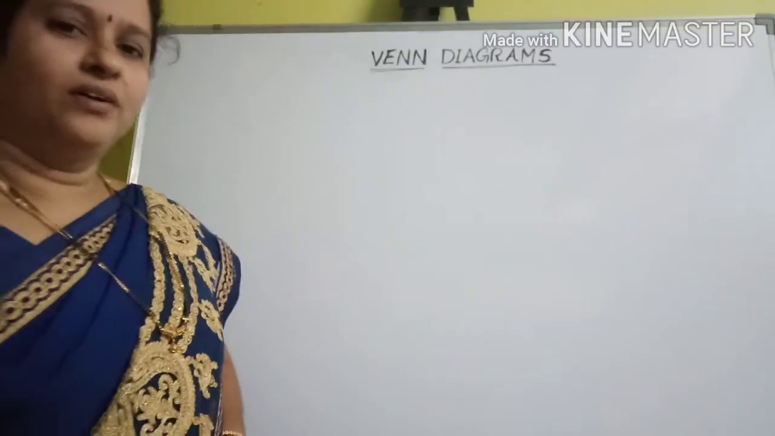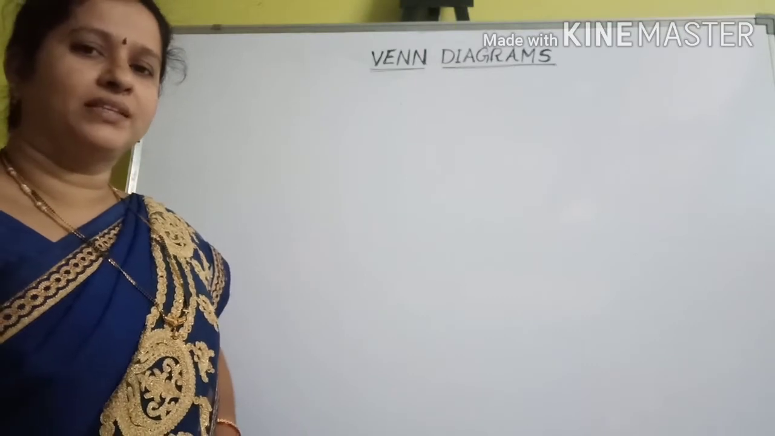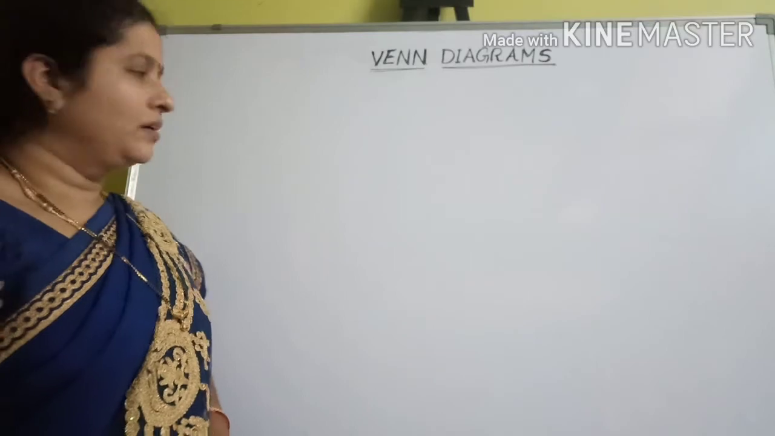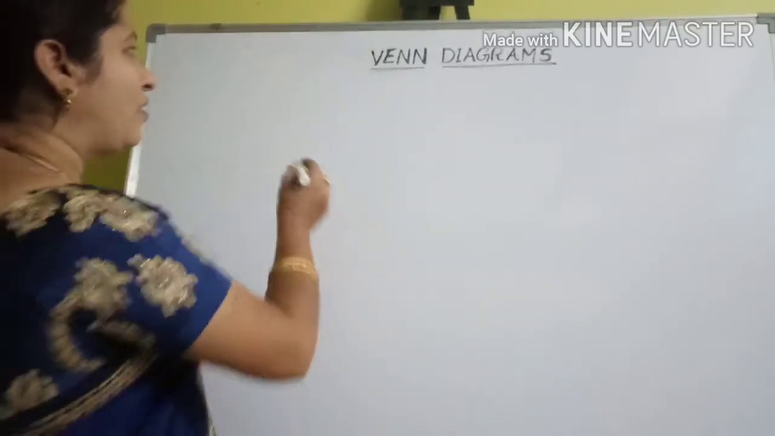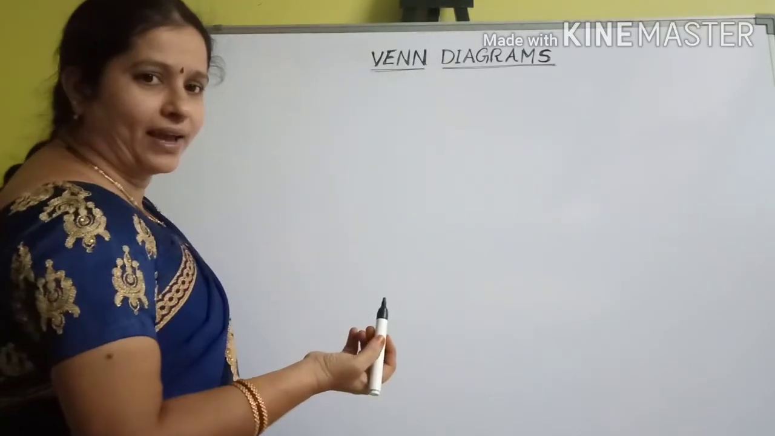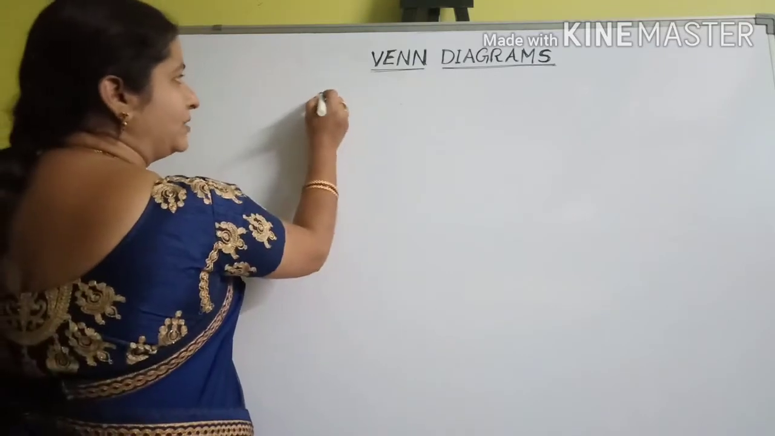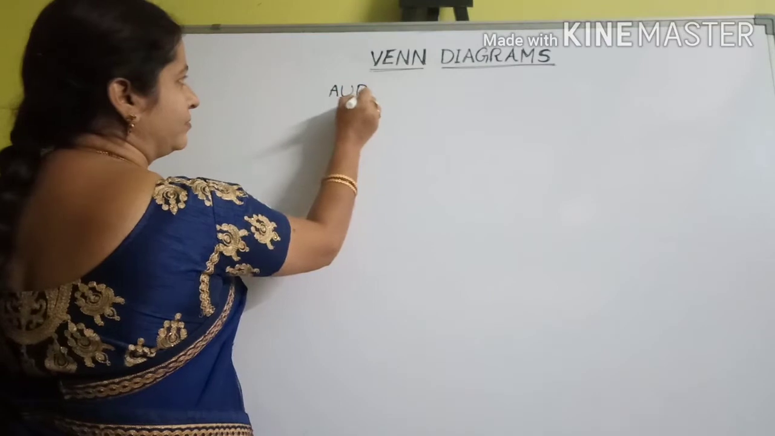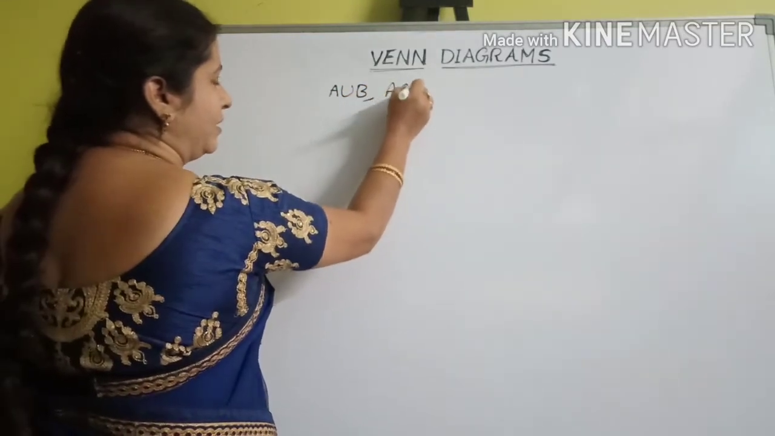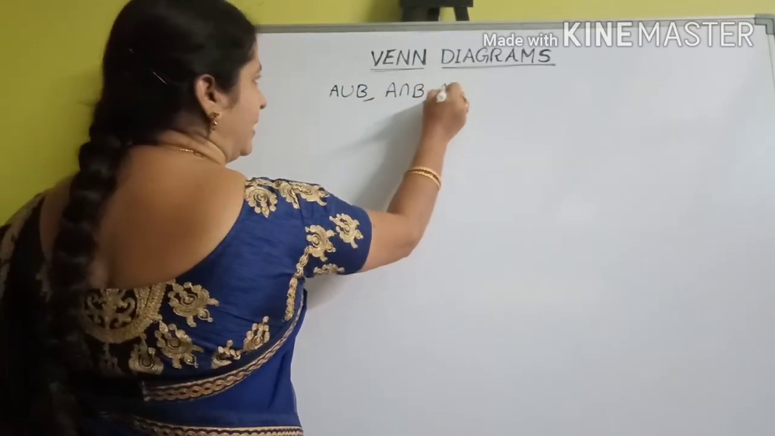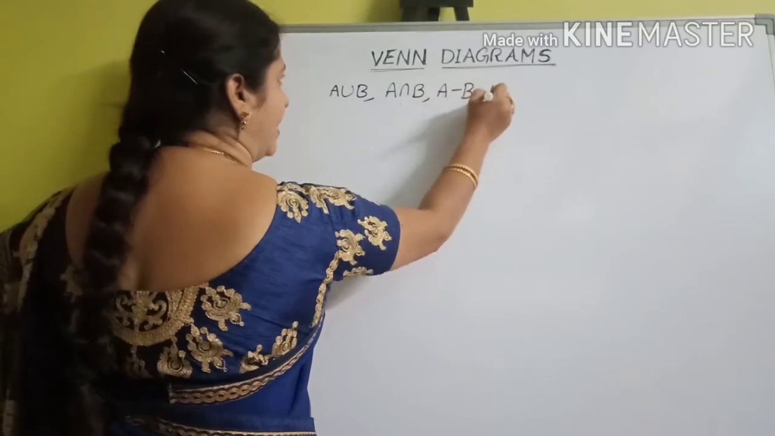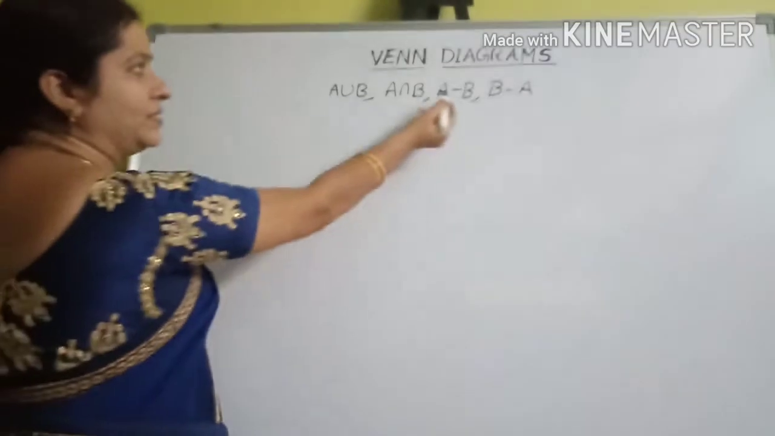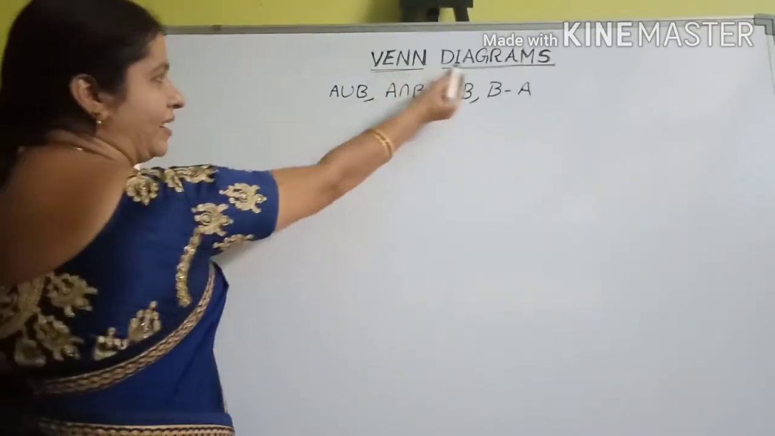Hello students, we already learned some basic operations and sets in the previous video. Now we are going to learn how we can represent these operations through Venn diagrams. So what are the basic operations? A union B, A intersection B, A minus B and B minus A. How can we represent these operations in Venn diagrams?